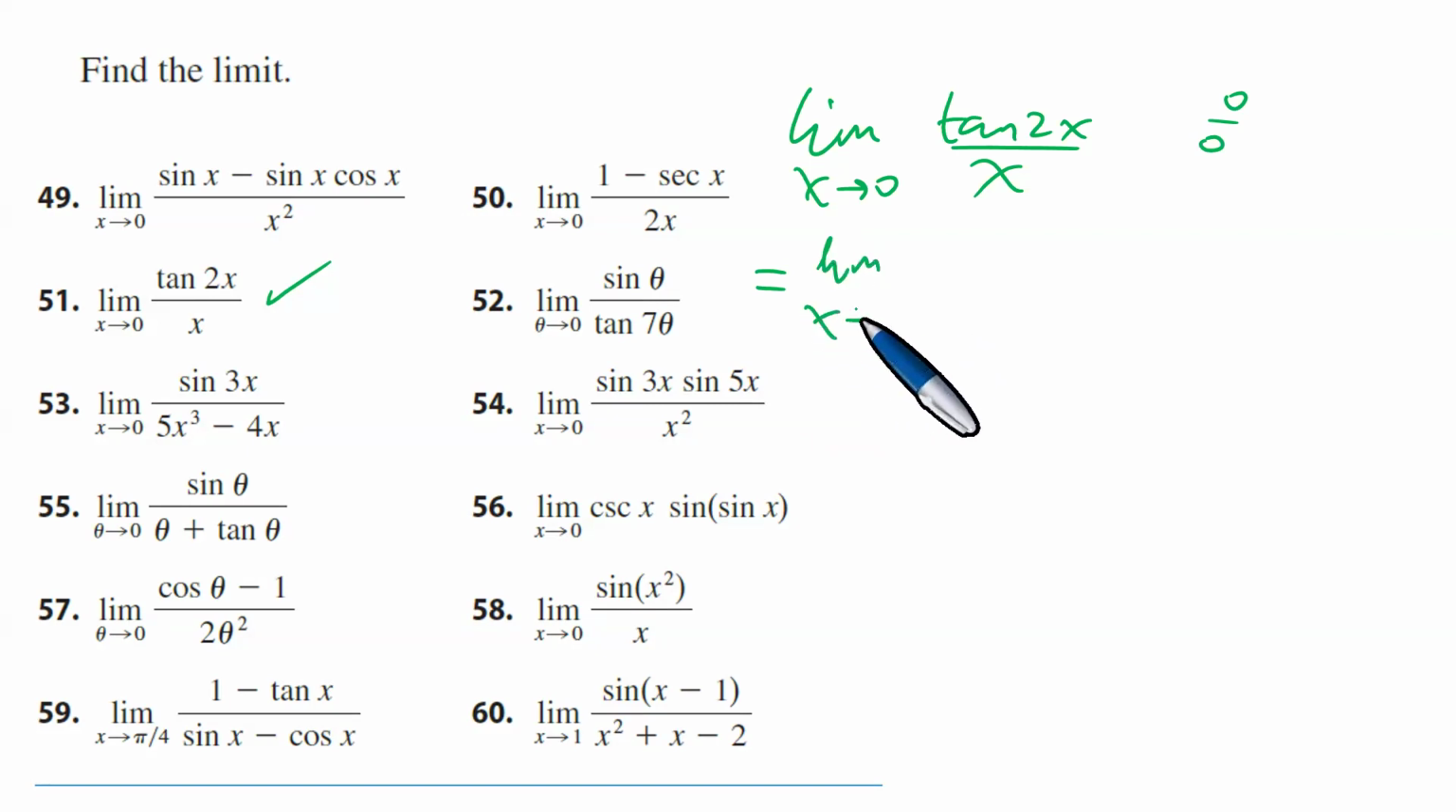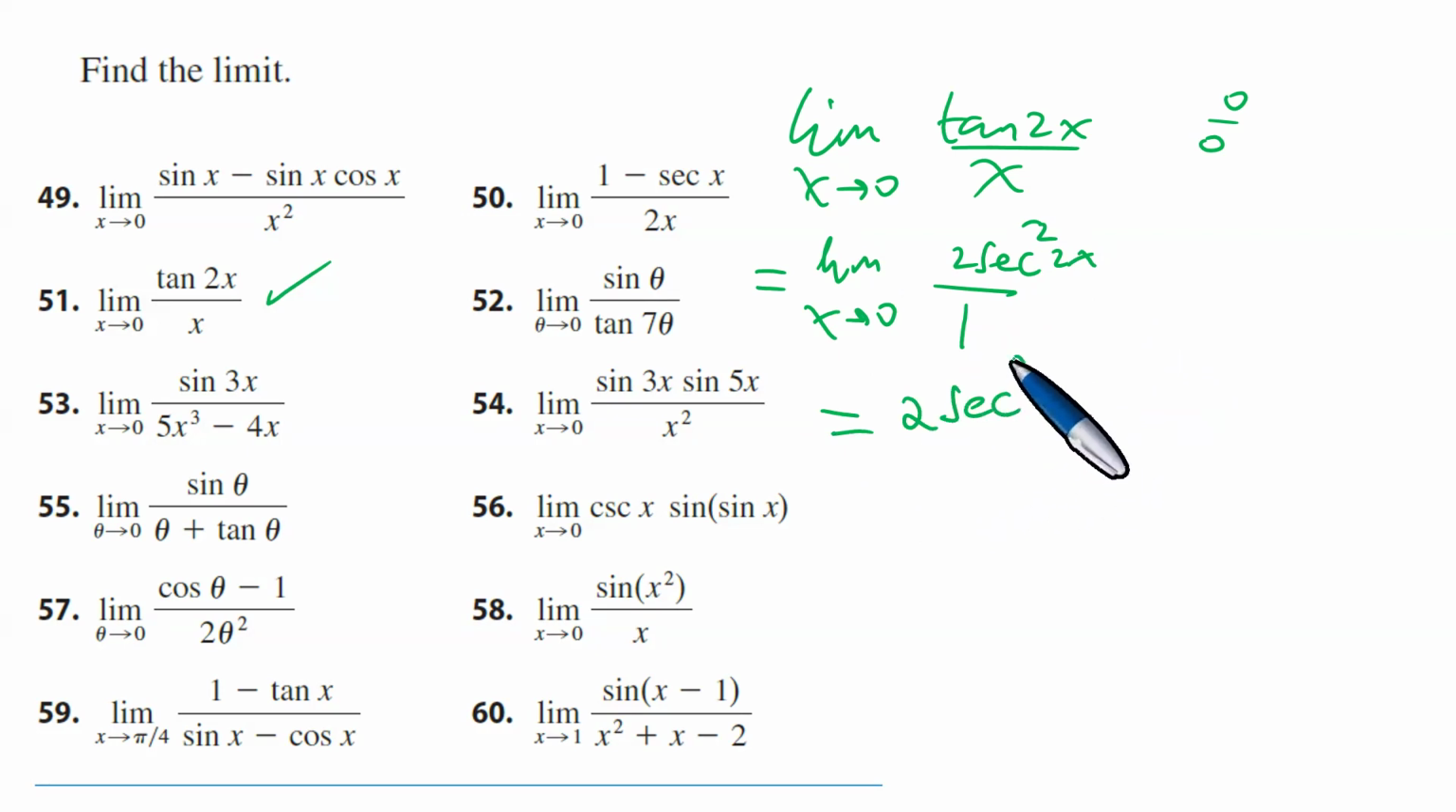So this is the limit of 2 secant squared, because the derivative of tangent of 2x is 2 secant squared in terms of the derivatives, and therefore it is 2 secant squared of 2 times 0. I'm using L'Hopital's rule here: differentiate the top and the bottom independently, and the answer becomes 2 over 1, which is 2. So the result is 2 here. Right, so let's try 5.2, please.